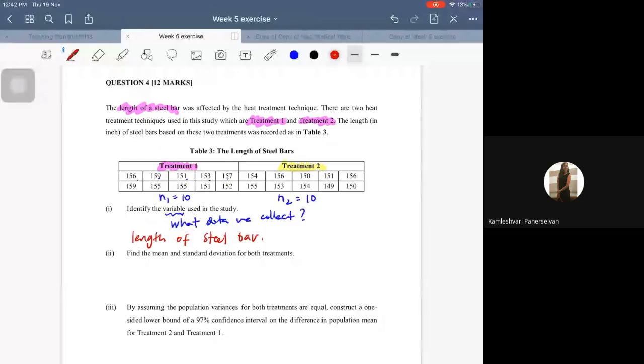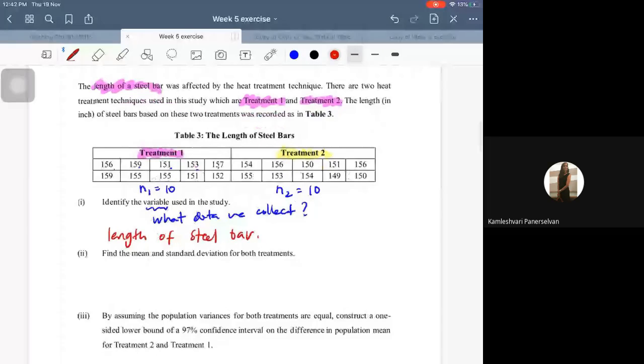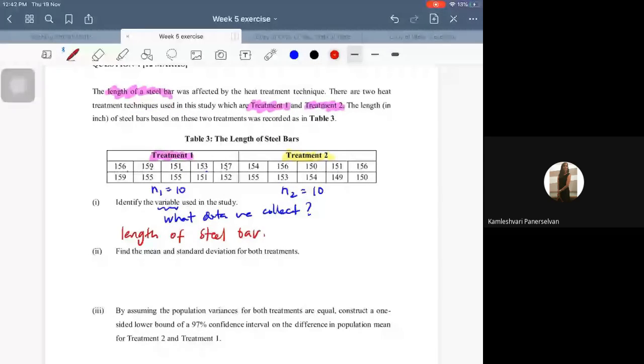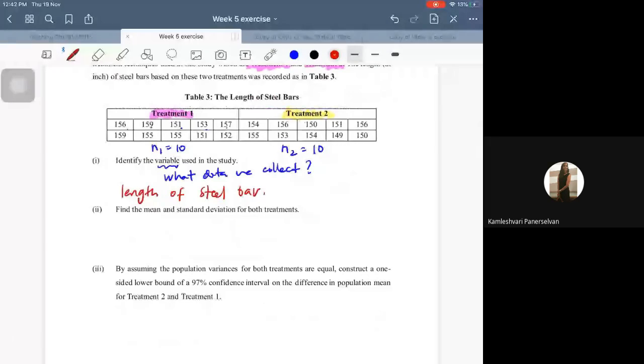And then you're going to find the mean and standard deviation for both treatments. So I'm going to have treatment number 1 and also treatment number 2. For each of them, we have to find the mean, and because this is a sample, we're going to use X bar as the symbol for the mean. And for standard deviation, we're going to use the symbol S. So find for me the mean and standard deviation for treatment number 1.